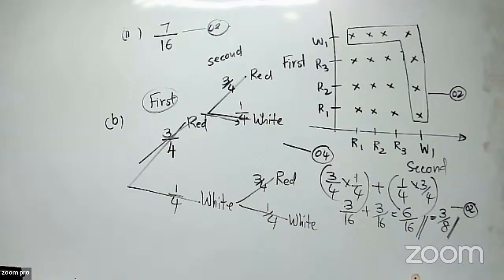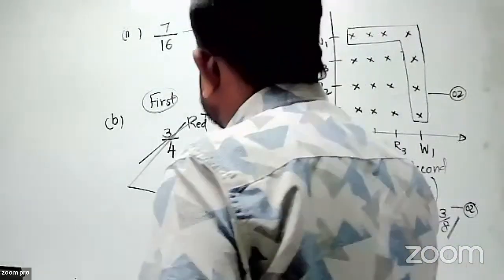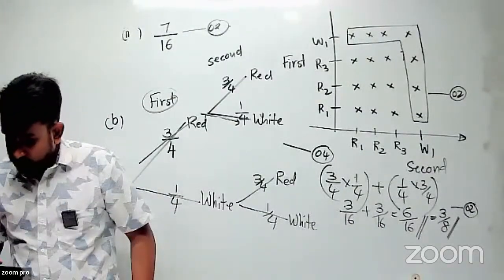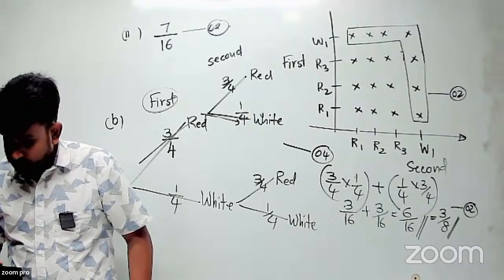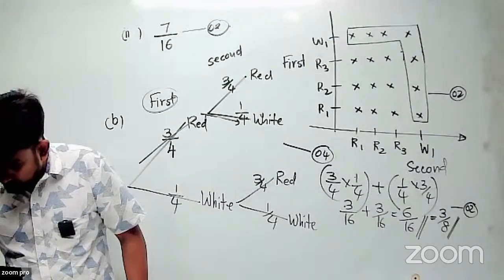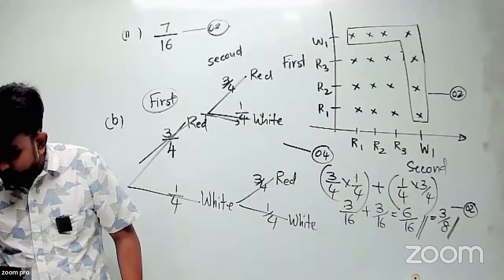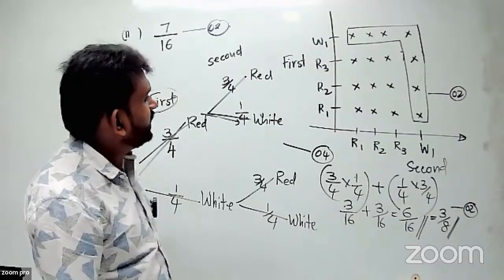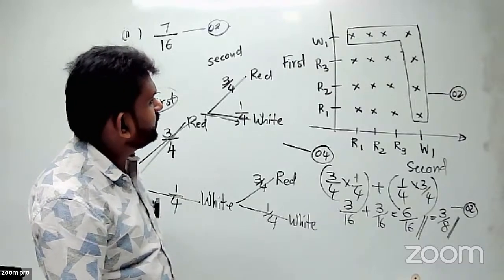Okay. Check 5 part 2. Wait, 5 part 2. What are they asking? What is the probability of getting different color balls on both occasions? Different color balls, yes. Different color means red and white.